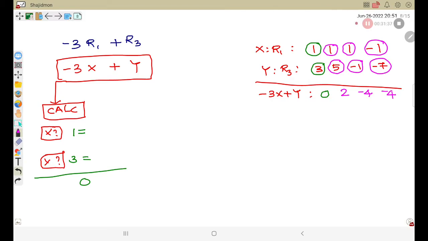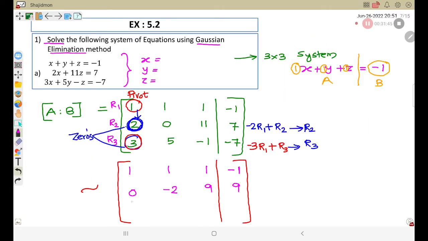So what is the new output row? This is the new output row R3, correct? We can write here the output row: 0, 2, minus 4 and minus 4. This is the new output row we are getting. I hope you understood the first step, correct?